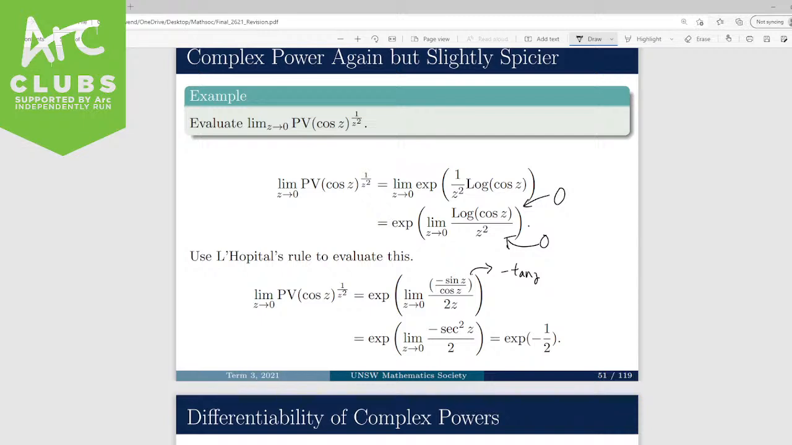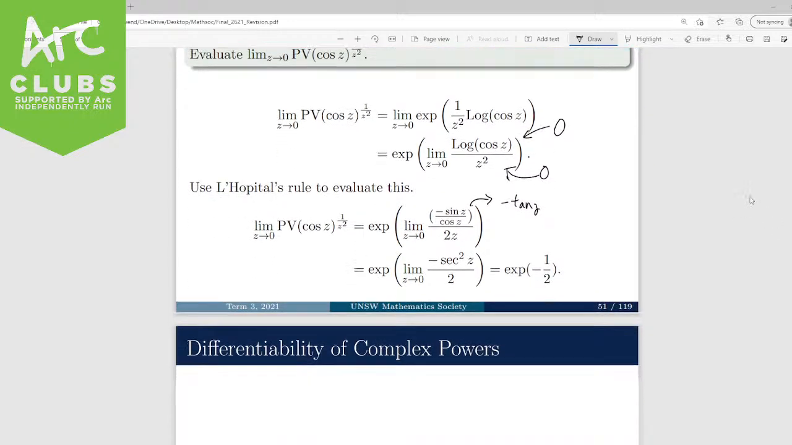So this one is a bit spicier, but not because of the log. It's just because of the weird limit. It's all thanks to that L'Hopital's rule trying to catch you out. But hopefully the complex power bit is still pretty good.